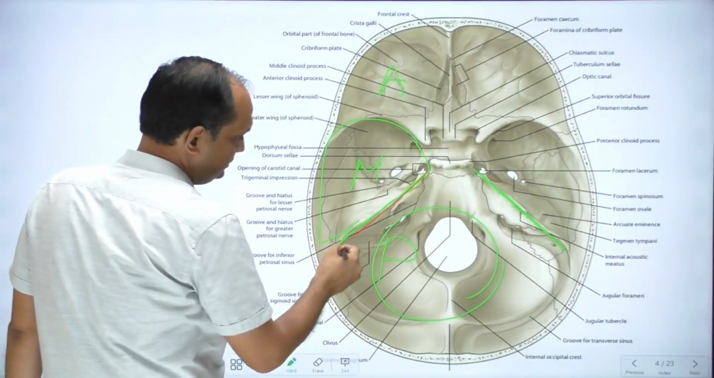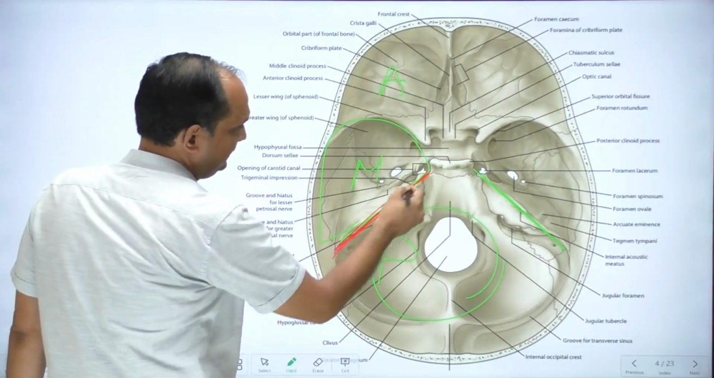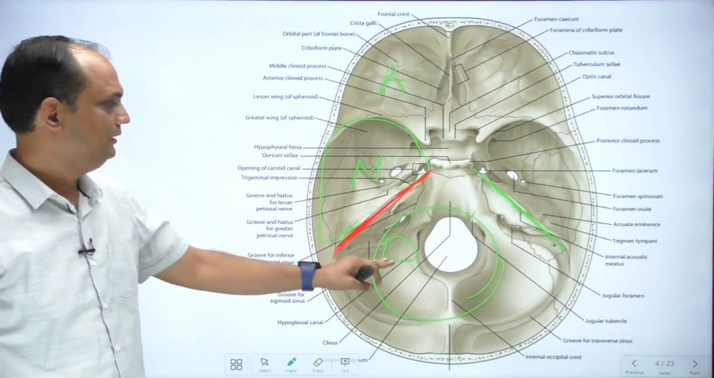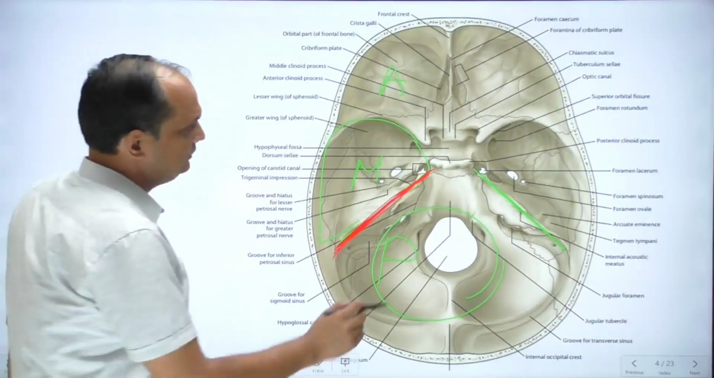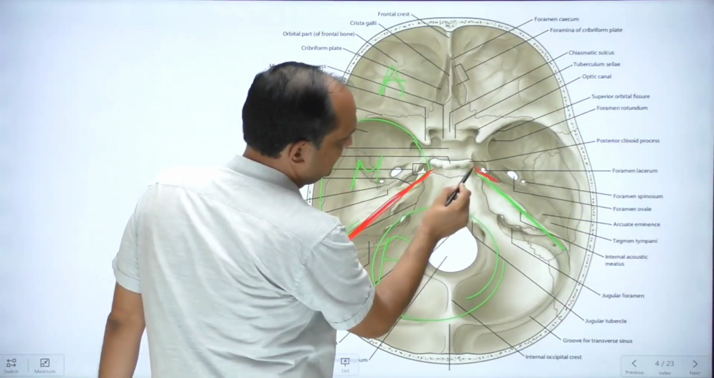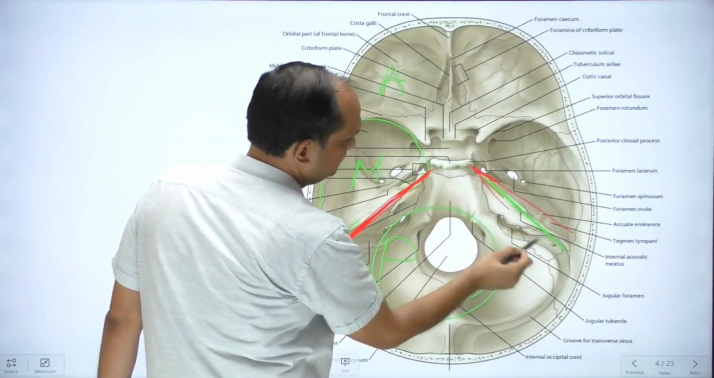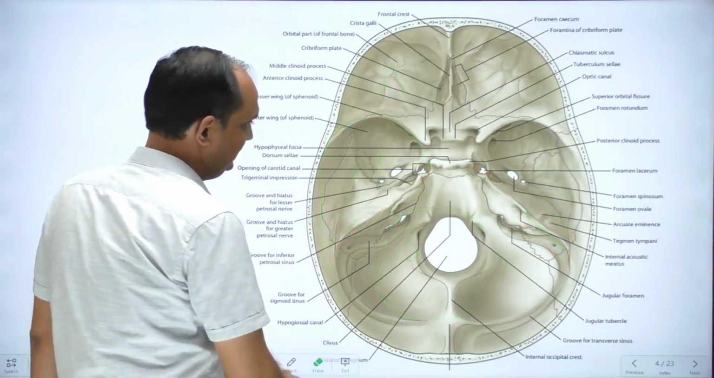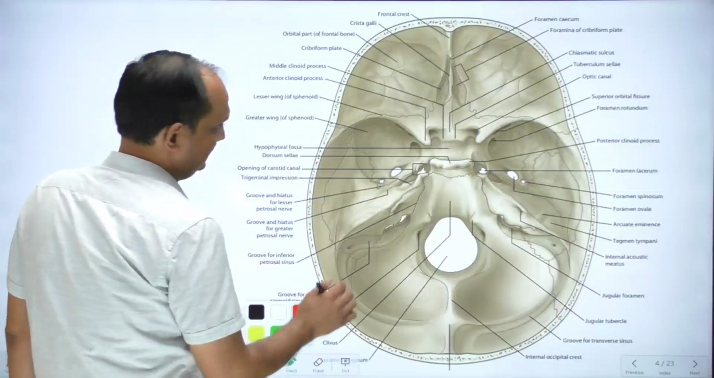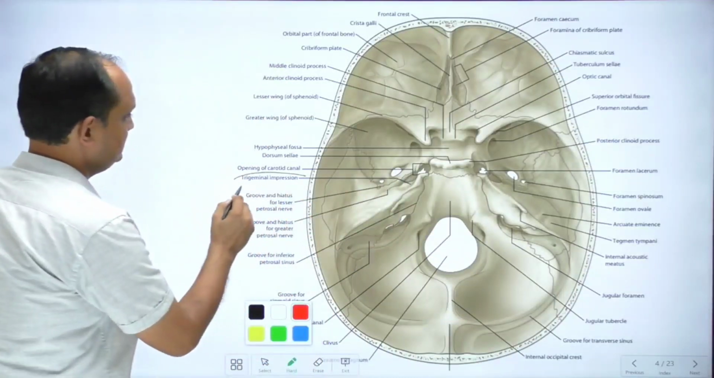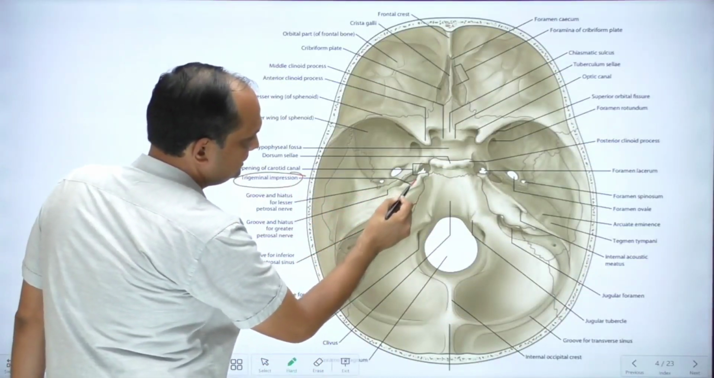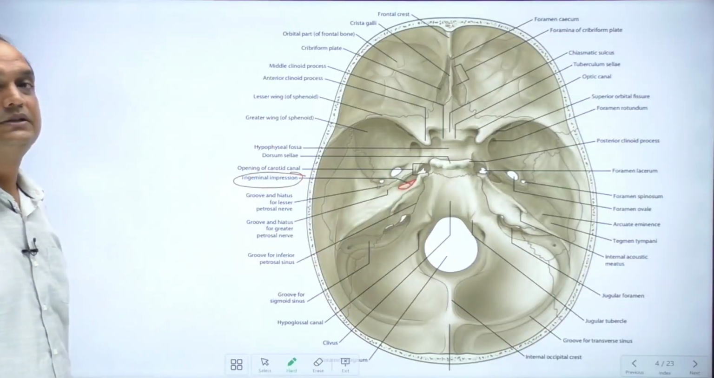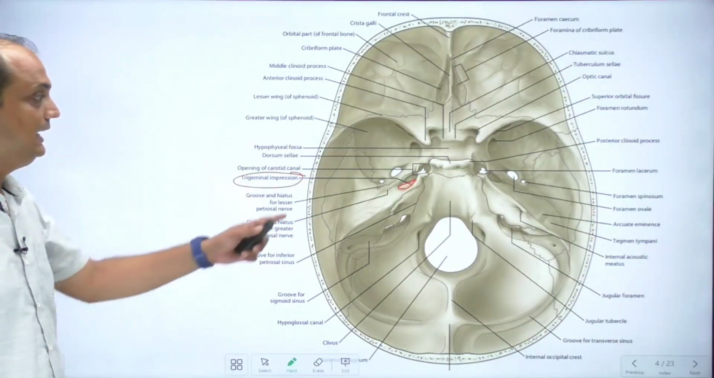Here this is the superior border of the petrous part of the temporal bone, which is dividing the middle and posterior cranial fossa. Now this is known as the apex. This part is known as the apex of this petrous part of the temporal bone. Near the apex, you will see a depression. That depression is known as the trigeminal depression, also known as Meckel's cave, which accommodates the trigeminal ganglion.